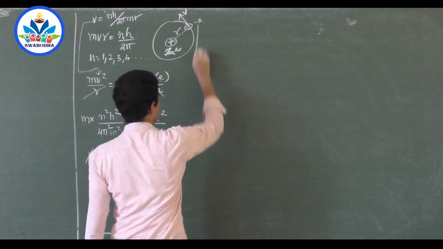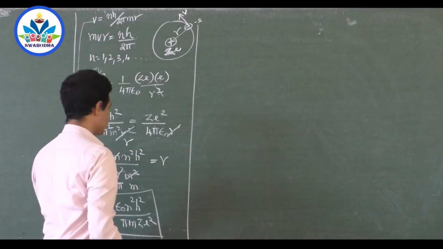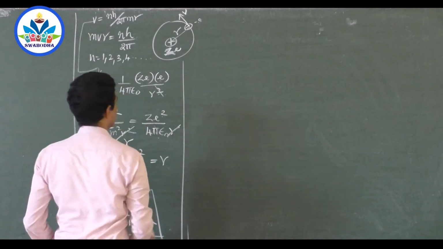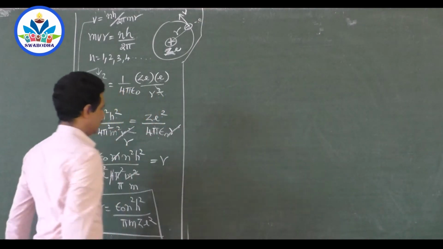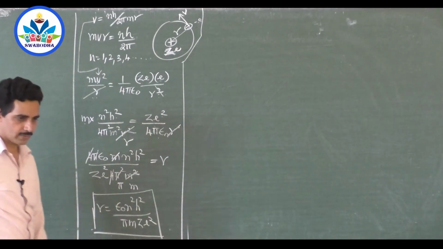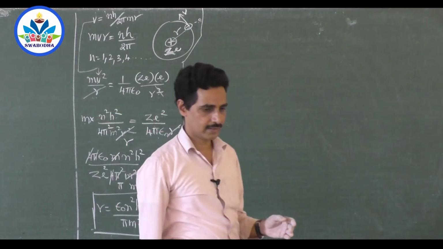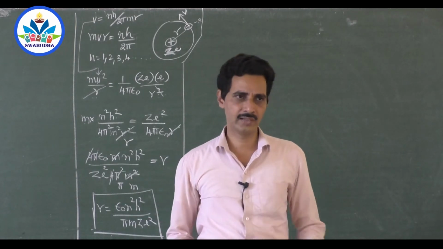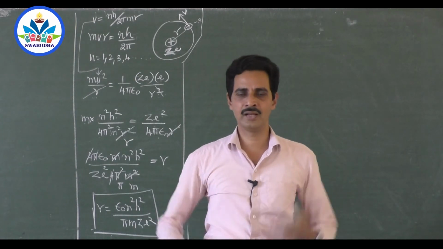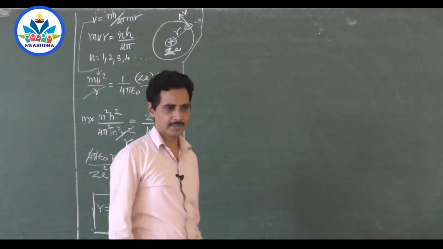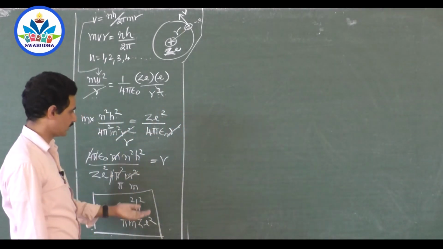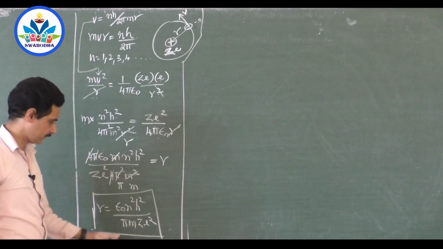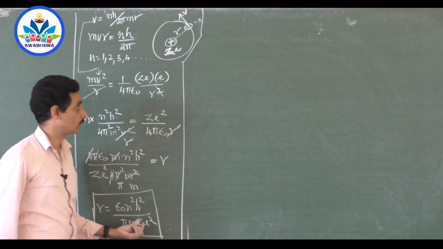And you know that radius is directly proportional to n square. That means if the first orbit of radius of hydrogen atom is r, next radius will be 4r, next will be 9r, 16r, 25r. So it is directly proportional to square of the quantum number. As you move to the outer orbits, it is directly proportional to n square. Inversely proportional to z. But if you apply it for hydrogen atom, it is z equal to 1.